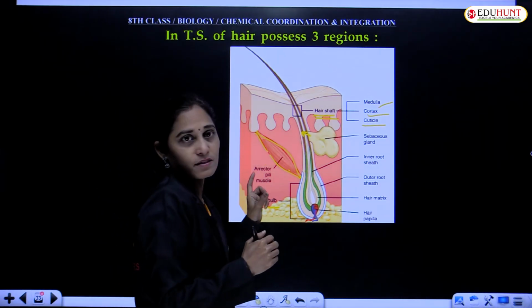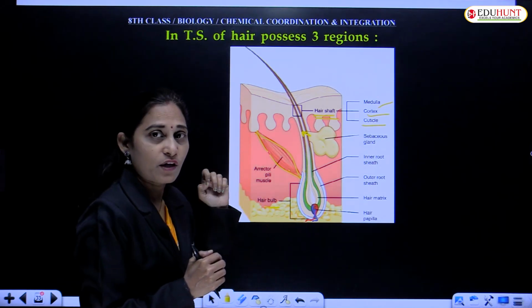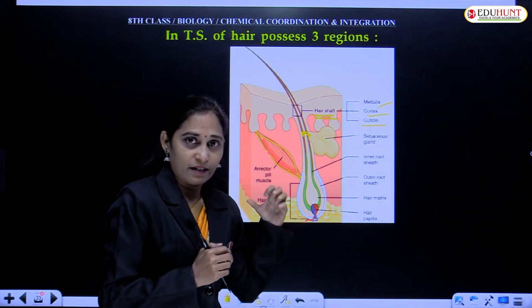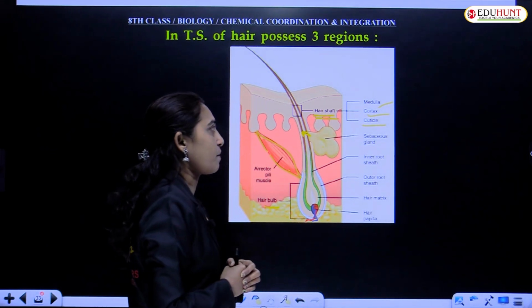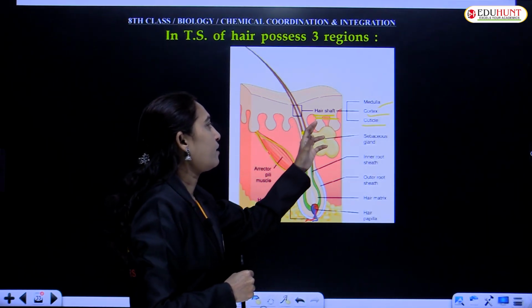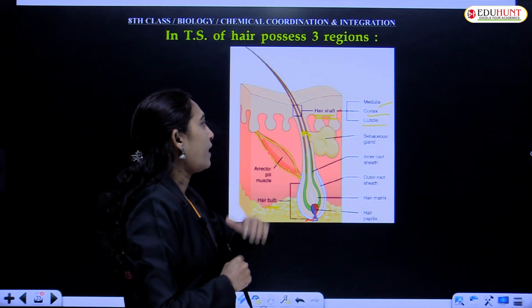These are the muscles called erector pili. They cause the erection of the hair when the adrenal gland releases, and cause squeezing of the sebaceous gland. Here you can also see the 3 layers of the hair.